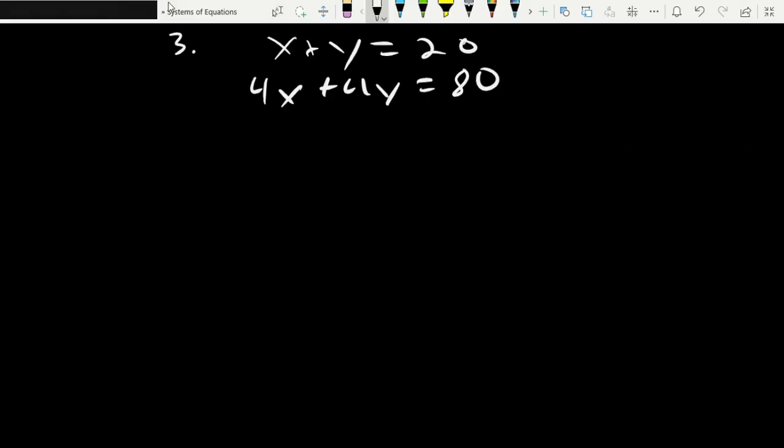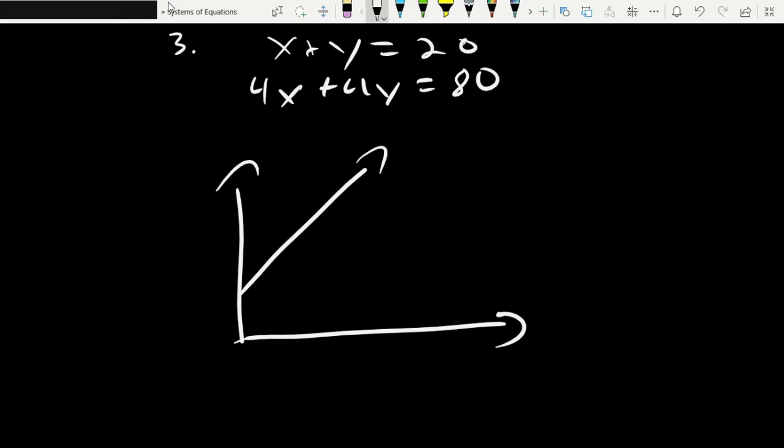Okay, guys, let's get right into problem 3. So in this problem, we're going to take a look at the infinitely many solutions types of equations. Okay, so remember, when you have an infinitely many solutions graph, you're going to have two equations that are on top of each other. So they're basically the same equation because all of their ordered pairs are the same.